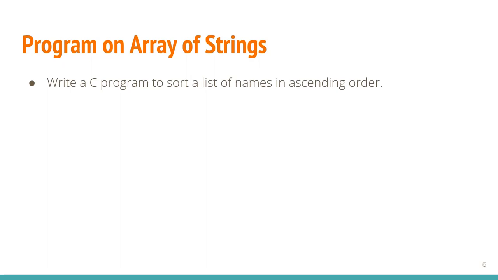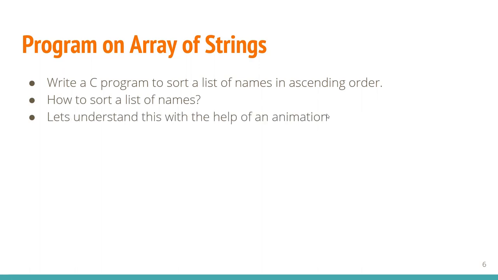So in this program, we have a list of names available as an array of strings, and we are supposed to sort it in ascending order. We'll be using the bubble sorting technique for doing this. The details of how bubble sort works have been discussed in the previous videos. You can have a look at it. Now the question is, how do I sort a list of names? We will understand this with the help of an animation. The animation will let us understand easily how to sort a list of names.